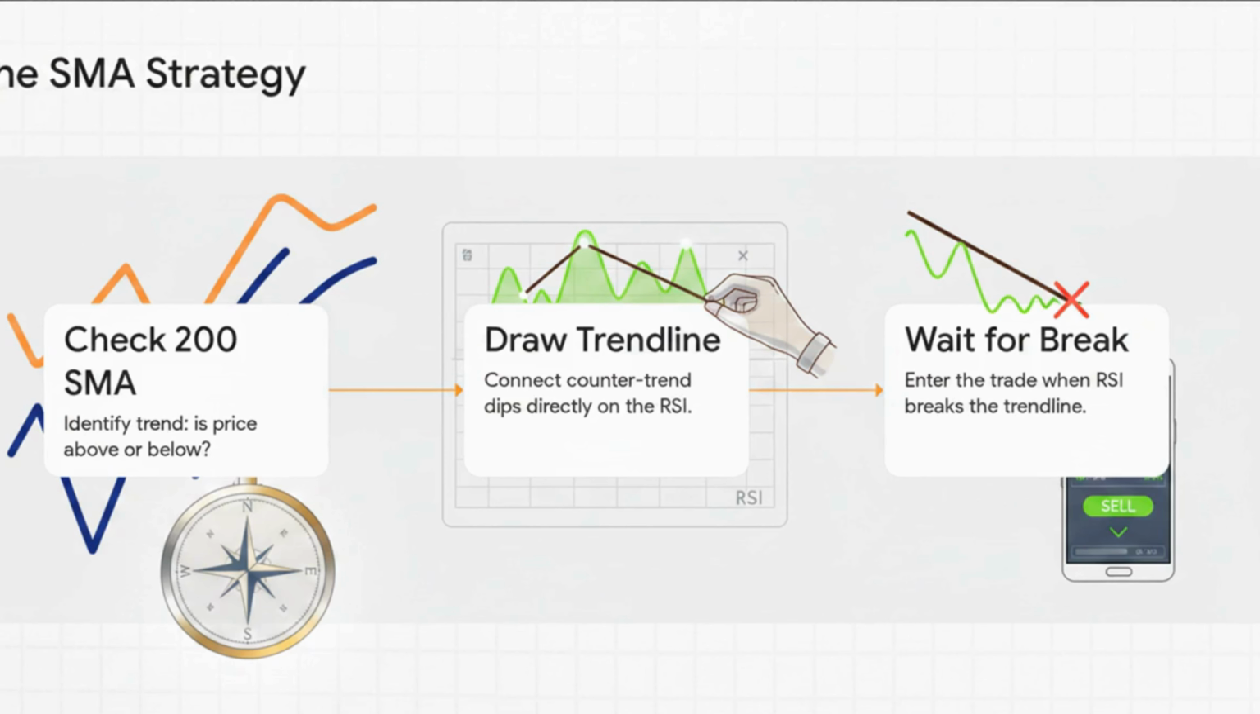sell trade. By doing this, you're using the SMA to dictate the macro trend, and the RSI trendline breakout to pinpoint a highly accurate, incredibly safe entry that lines up perfectly with it.